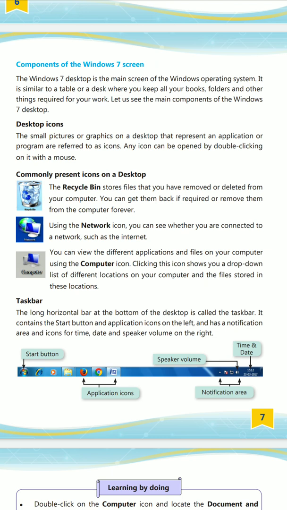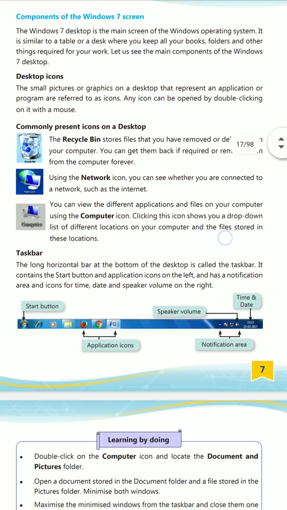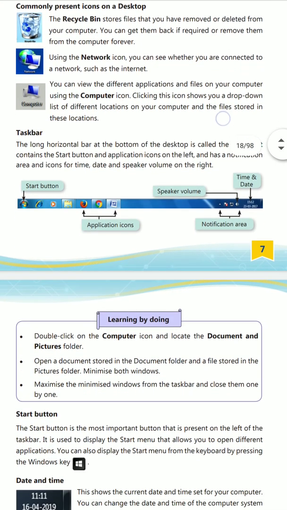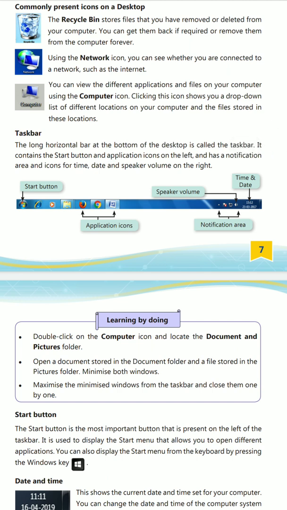representations on a desktop, you can see first is the recycle bin, where your recently deleted or removed data is placed and stored. Using the network icon, you can see whether you can connect with a network or internet; all that information is placed in the network section. And My Computer, here you can see all your hard disk drive data and your operating system information. Taskbar, the long horizontal bar at the bottom of the desktop is called the taskbar.